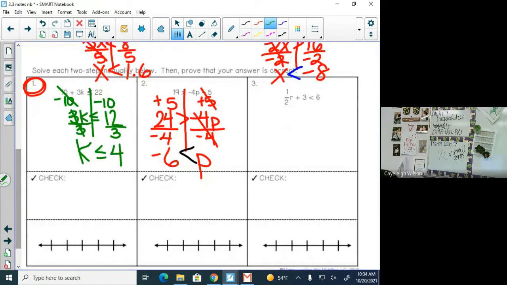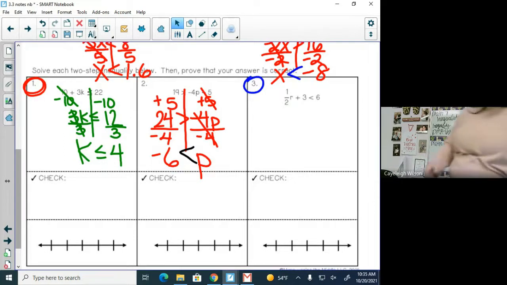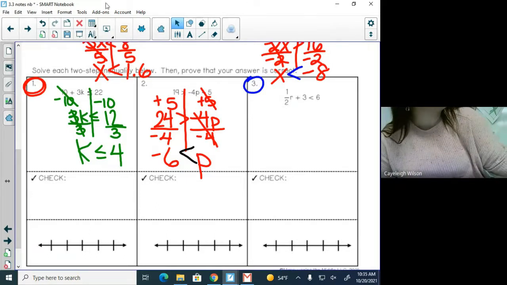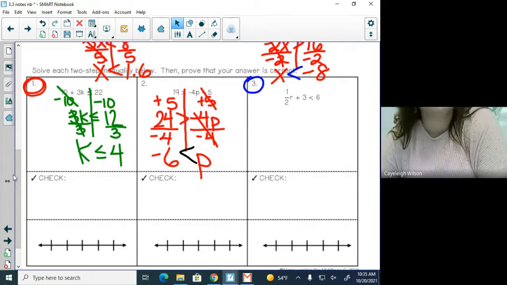All right, try number 3. And then G, once we go over this one, you can go to the bathroom. We're multiplying it. So that's 1/2 times R plus 3.